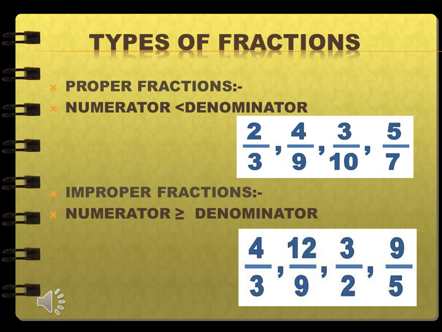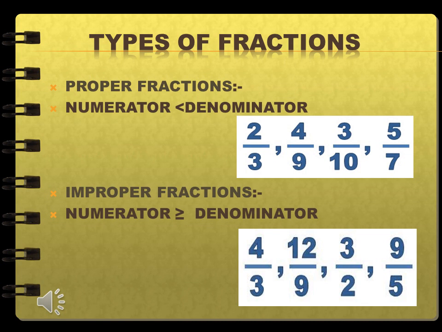Let's study the different types of fractions. The first one is a proper fraction, in which the numerators are always less than the denominators. As you can see on the screen, there are a lot of examples, 2 by 3, 4 by 9, 3 by 10. In all the cases, the numerators are less than the denominators.